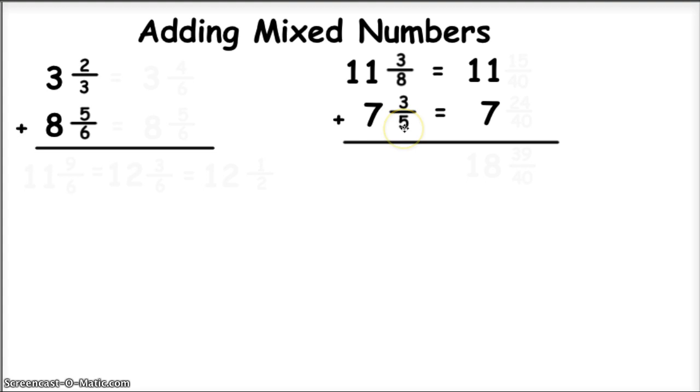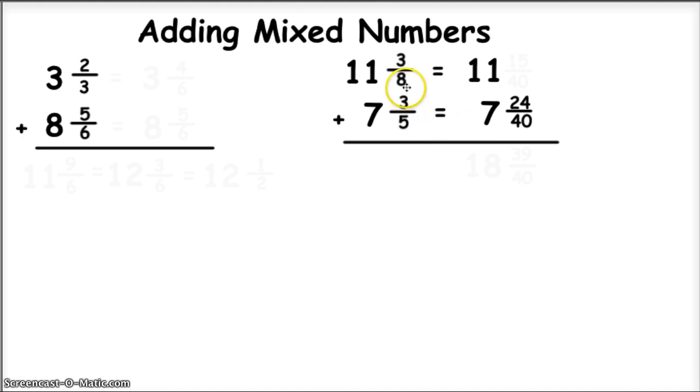Now 5 times 8 is 40, so I have to multiply 3 times 8 to get 24. So 7 3/5 is going to turn into 7 and 24/40. These are equivalent to each other. That's why I'm able to do this.